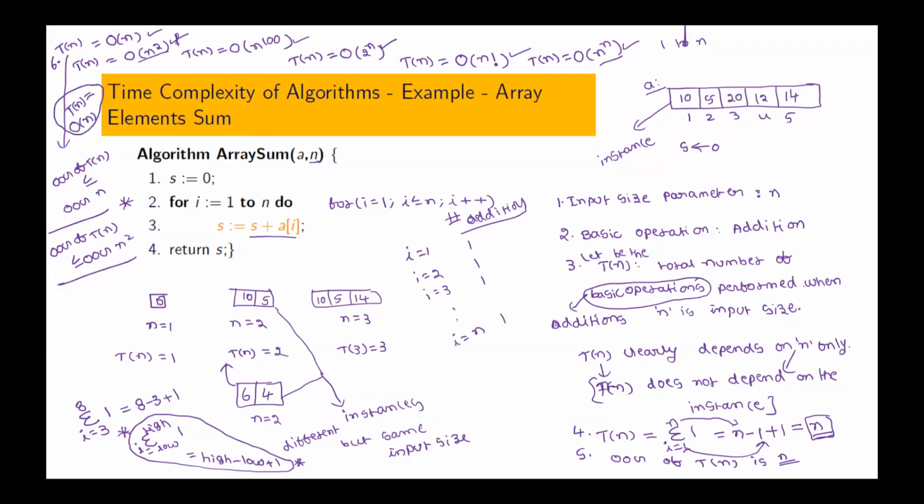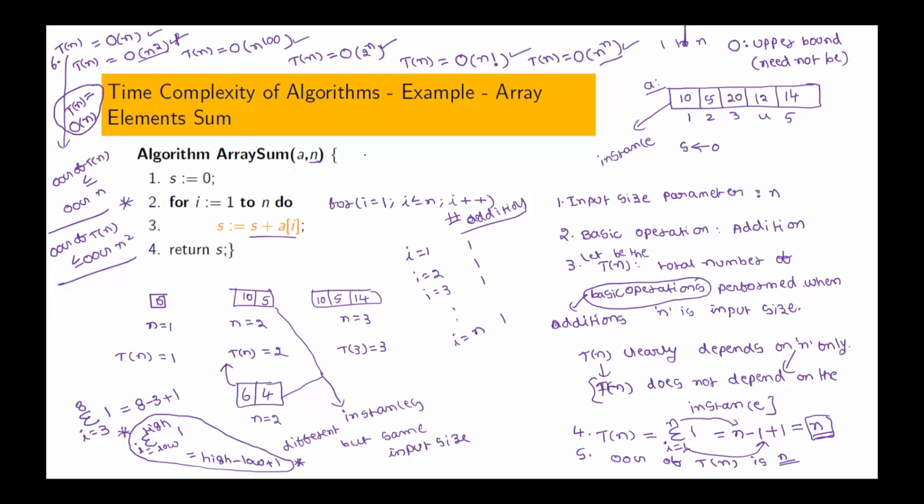what type of bound does big O notation give? Upper bound or lower bound on the running time? Upper bound. Whether this upper bound is tight? No, it need not be tight. If you write big O of n square, is it saying that it is exactly equal to n square? No, it can be even smaller than n square also. So big O notation, what type of bound does it give? Upper bound. Whether this upper bound is tight? It may or may not be. It need not be.